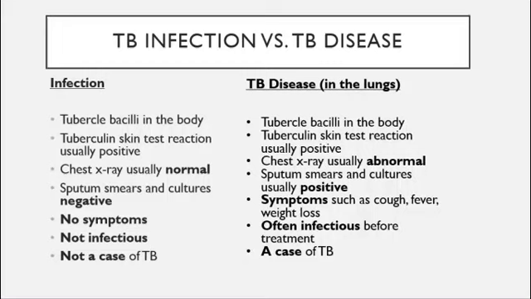Okay, but the disease, on the other hand, which means it's made it to the lungs: you've got the rods in the body, you have the tuberculin skin test that is usually positive, you have the chest x-ray that is usually abnormal, and sputum smears and cultures are positive. There are going to be symptoms in our patients such as cough, fever, and weight loss. Often infectious before treatment, so you can spread the disease to other people or other patients, and this is a true case of TB.